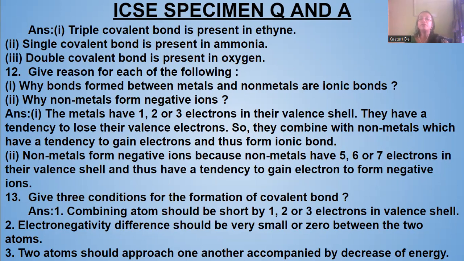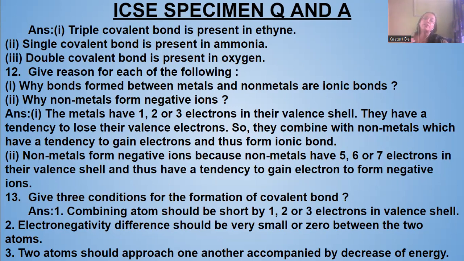Now, give 3 conditions for the formation of a covalent bond. For forming a covalent bond, 3 conditions are required. What is the first condition? The combining atoms should be short by 1, 2, or 3 electrons in the valence shell. That means they should require 1, 2, or 3 electrons to complete the octet in the valence shell.